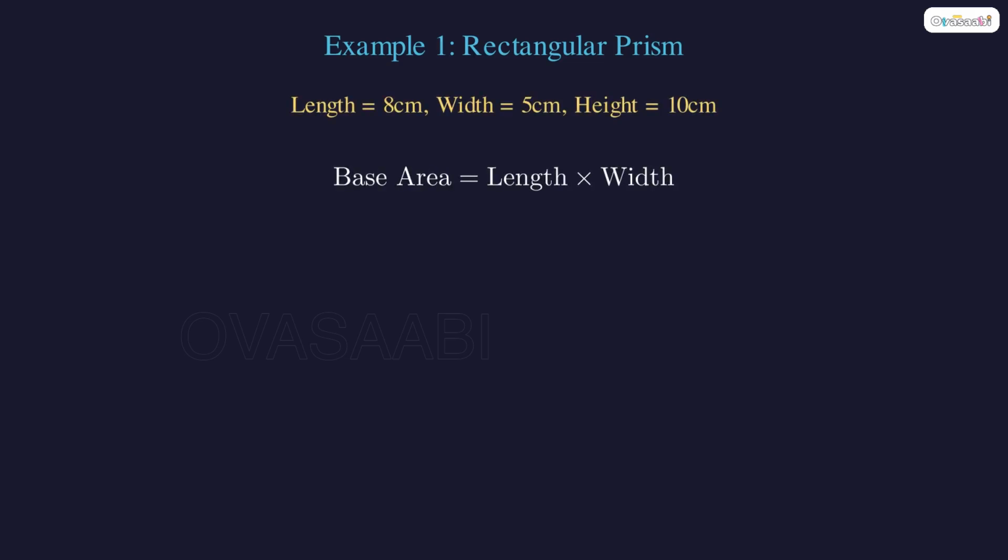Example 1. Find volume of a box with length 8 cm, width 5 cm, height 10 cm. Step 1. Base area equals length times width.